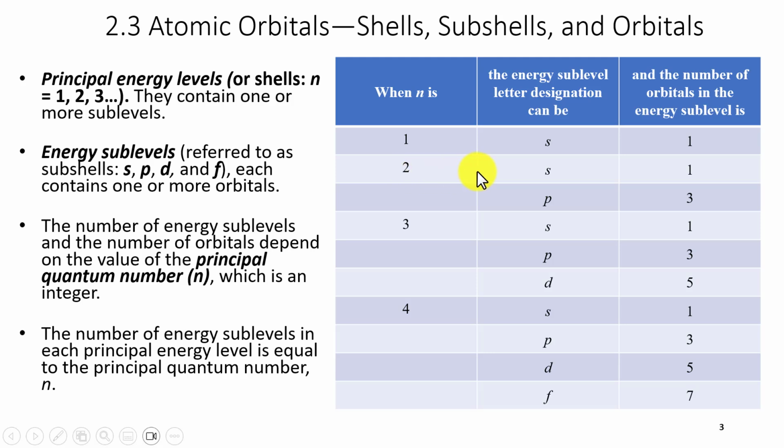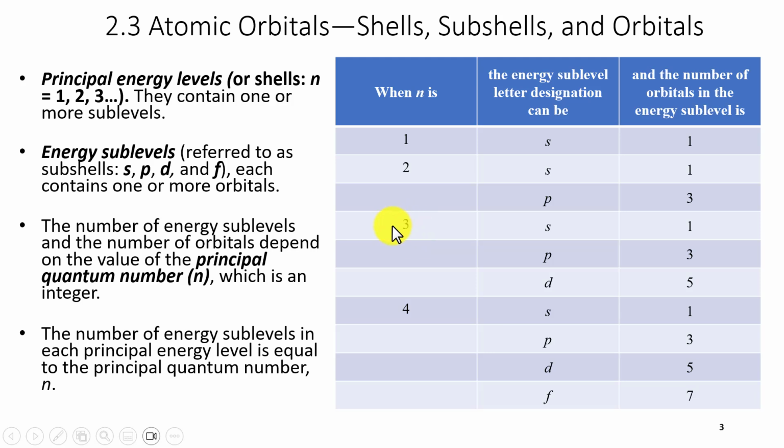N equals 2 can have two sublevels, the S and the P. Note that for n equals 1, I only had the S, but for n equals 2, I have the S and the P. The number of orbitals in the sublevel S is still 1, just like it was for n equals 1. But for the P sublevel, I have 3 orbitals.